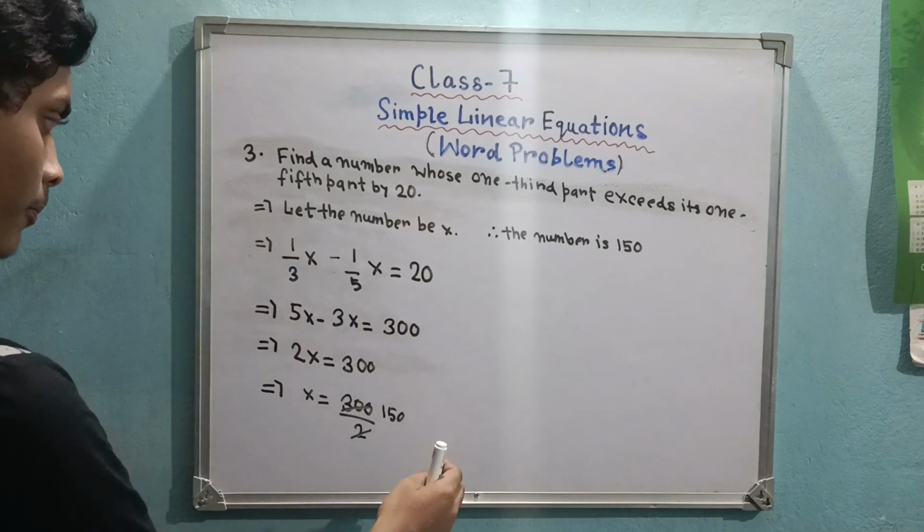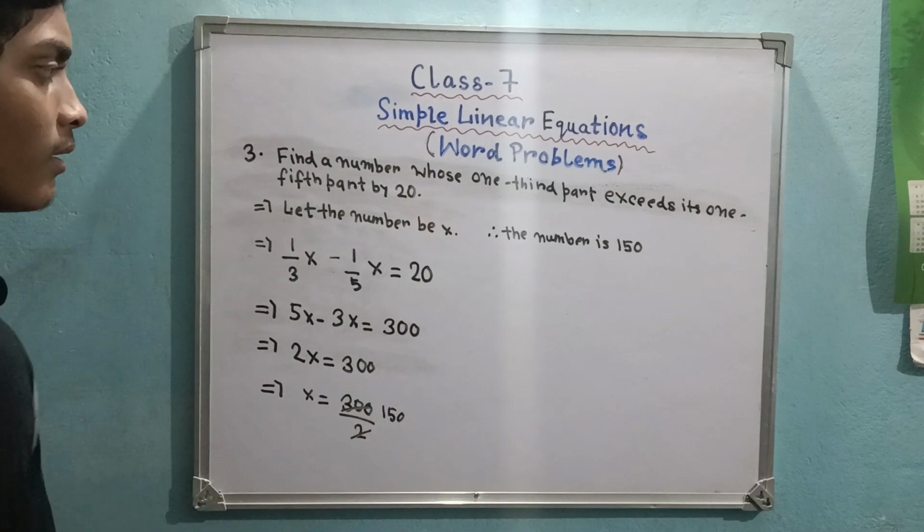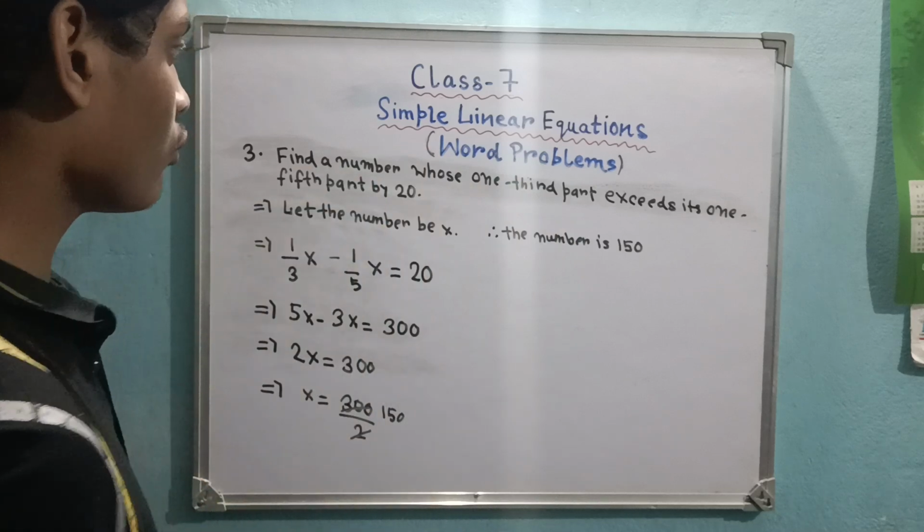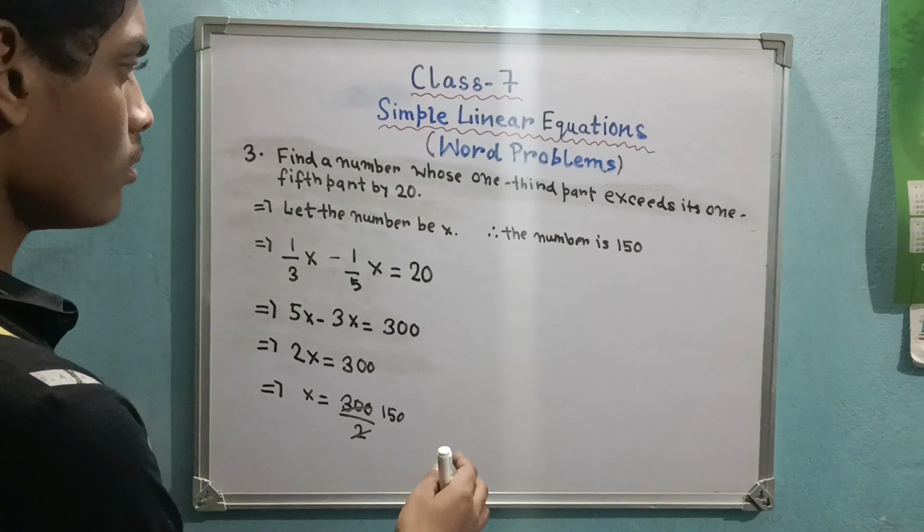Multiply the whole by 15. You get the value of x, or the number, as 150. You can also do back calculation. You will get the value.